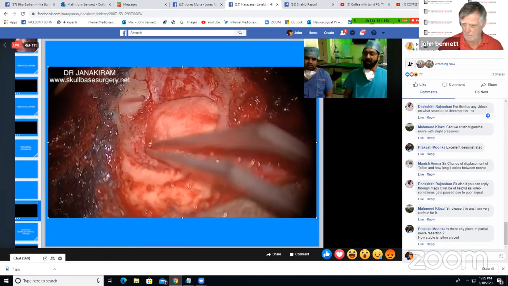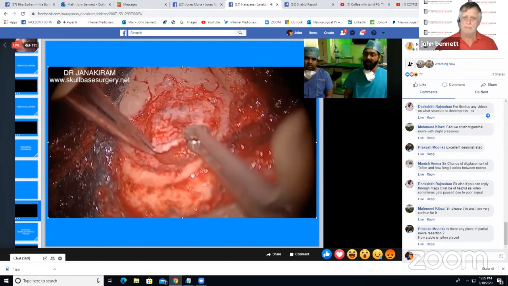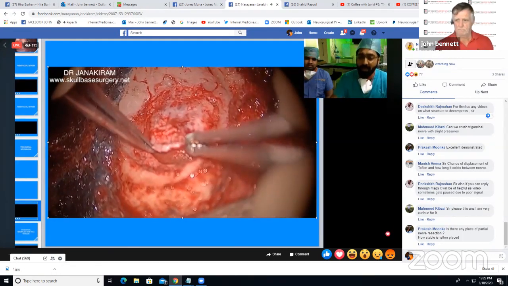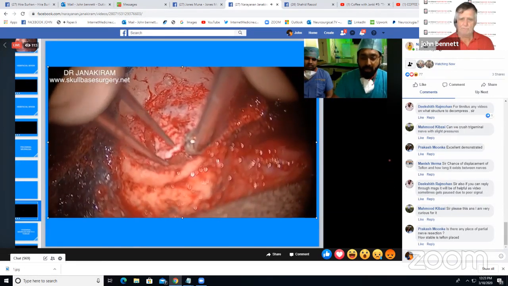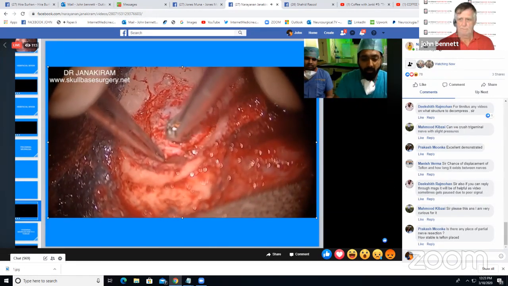You see how nicely the DuraGen forms, and then you can actually suture the dura and then place the bone plate over it.